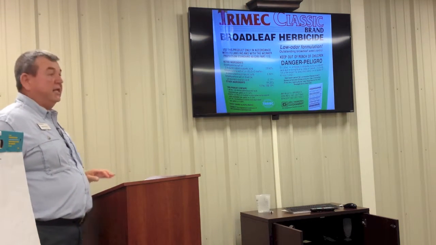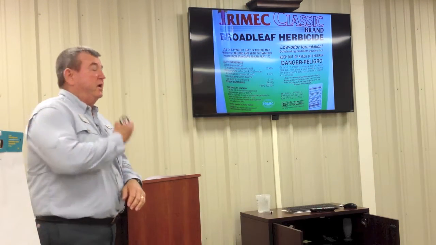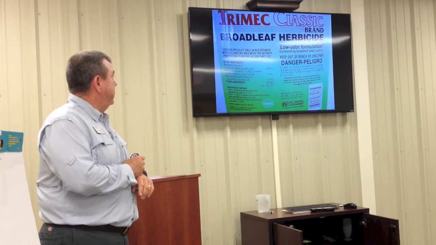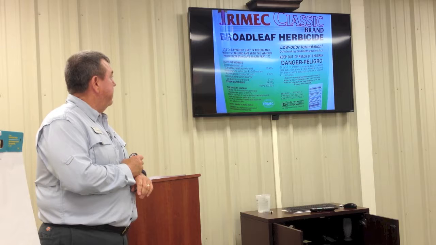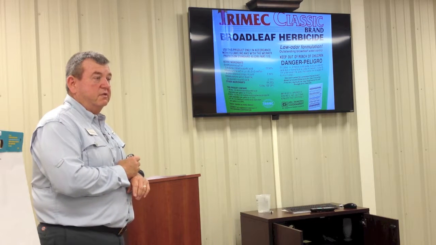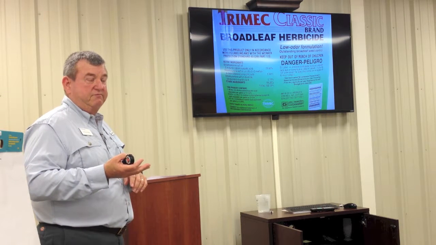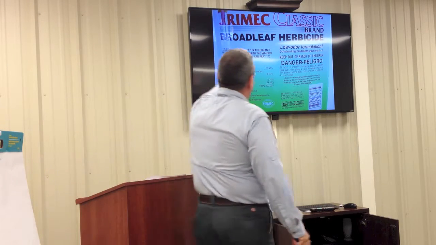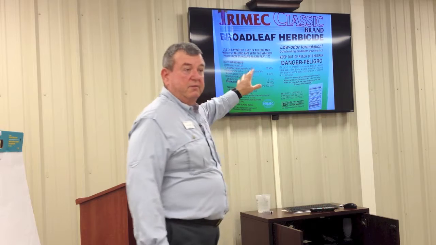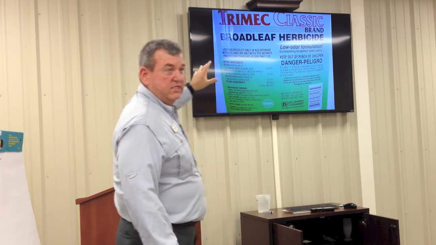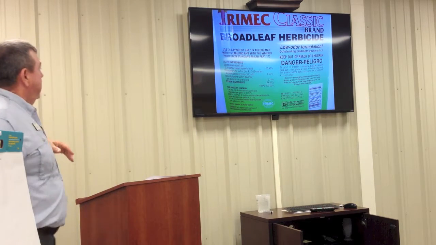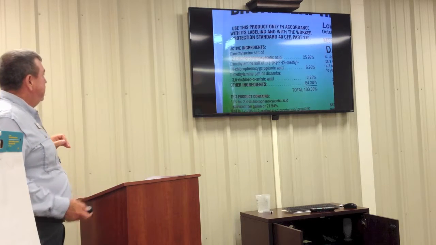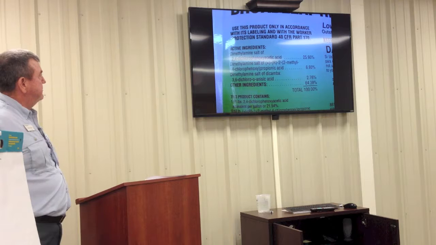Now, let's look at a label. This is a common herbicide, TriMet Classic, broadleaf herbicide. It tells you that right on the front. So right off the bat, what's the signal word on there? Signal word danger. So this is a fairly toxic herbicide because you've got the danger signal word right over here. Now I'm going to say keep out of reach of children. That one also says danger on it. So it's a fairly toxic material, and it's in a gallon container. It's sold in a gallon. So let's back up and look at this label a little bit closer.